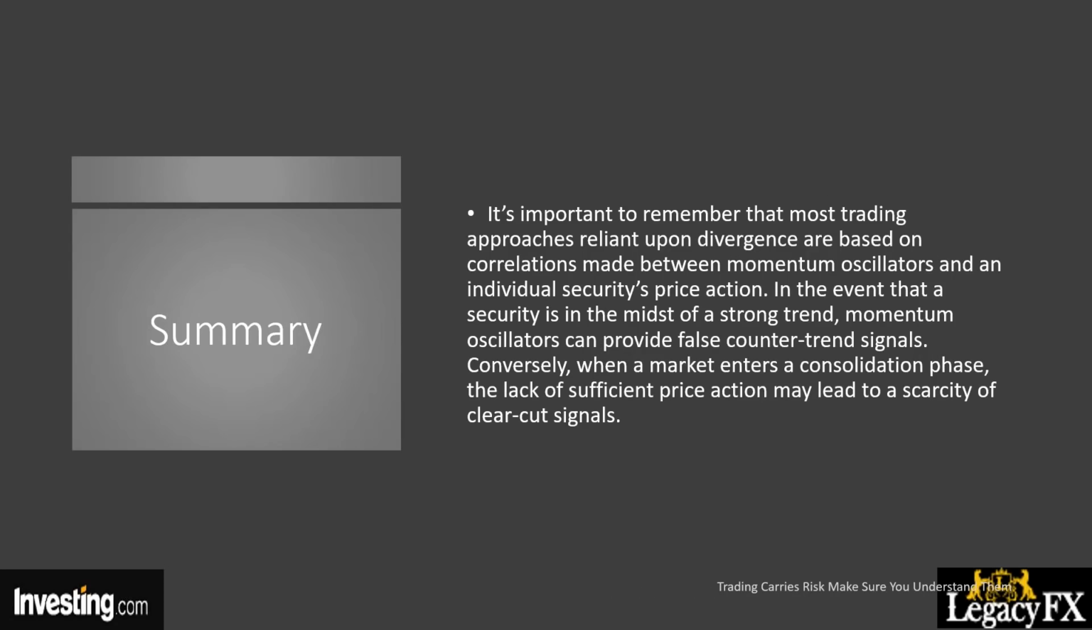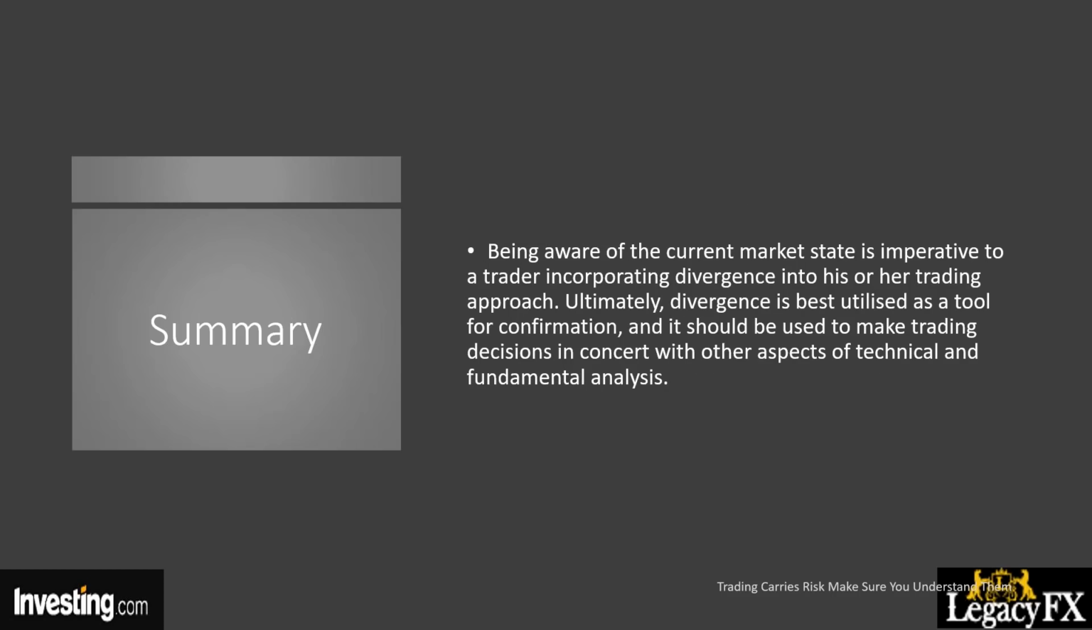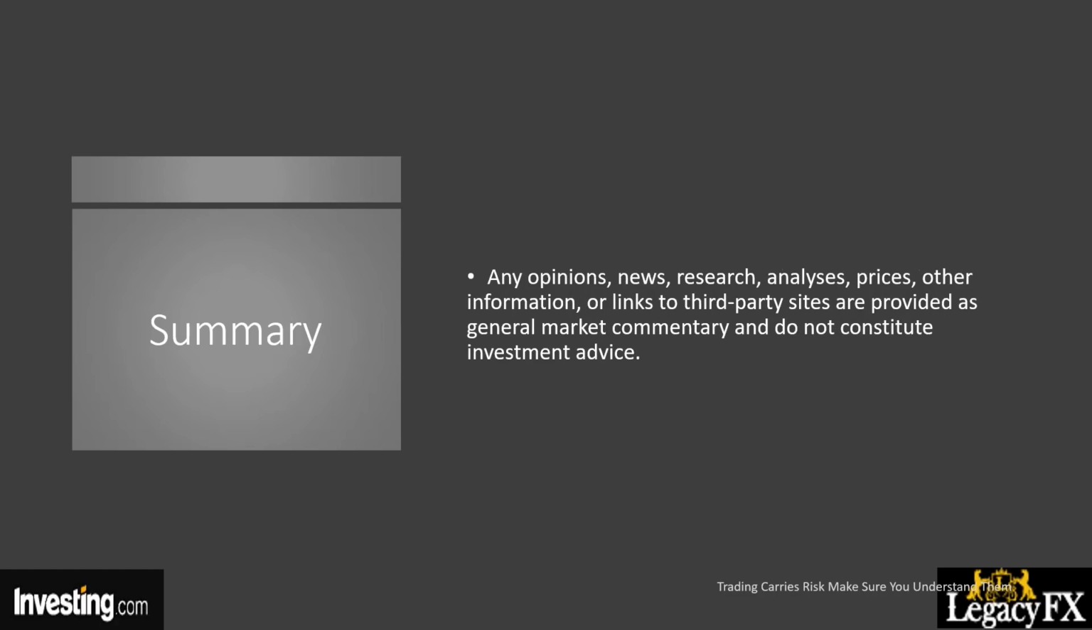It's important to remember that most trading approaches reliant upon divergence are based on correlations between momentum oscillators and an individual security's price action. In the event that a security is in the midst of a strong trend, momentum oscillators can provide false and counter trend signals. Conversely, when a market enters a consolidation phase, the lack of sufficient price action may lead to a scarcity of clear-cut signals. Being aware of the current market state is imperative to a trader incorporating divergence into his or her trading approach. Ultimately, divergence is best utilized as a tool for confirmation and should be used to make trading decisions in concert with other aspects of technical and fundamental analysis.